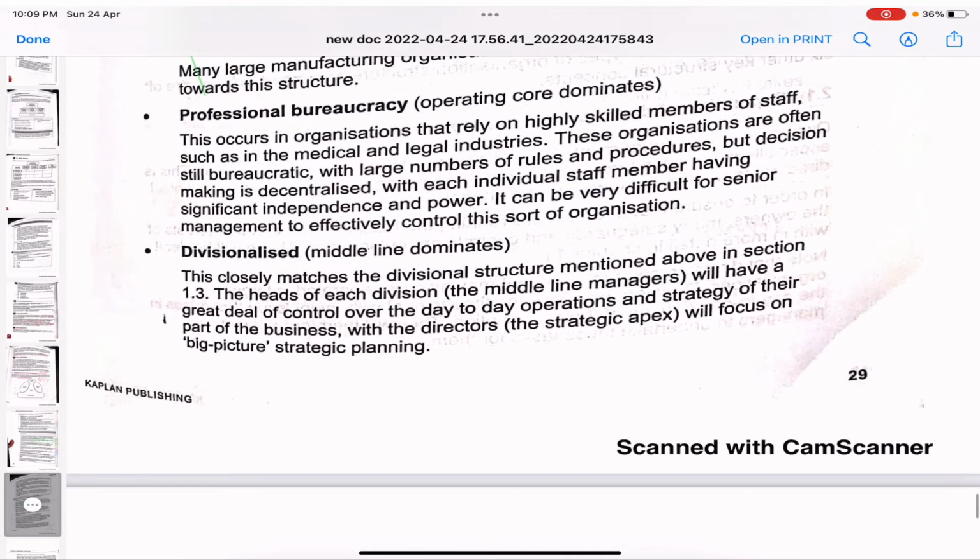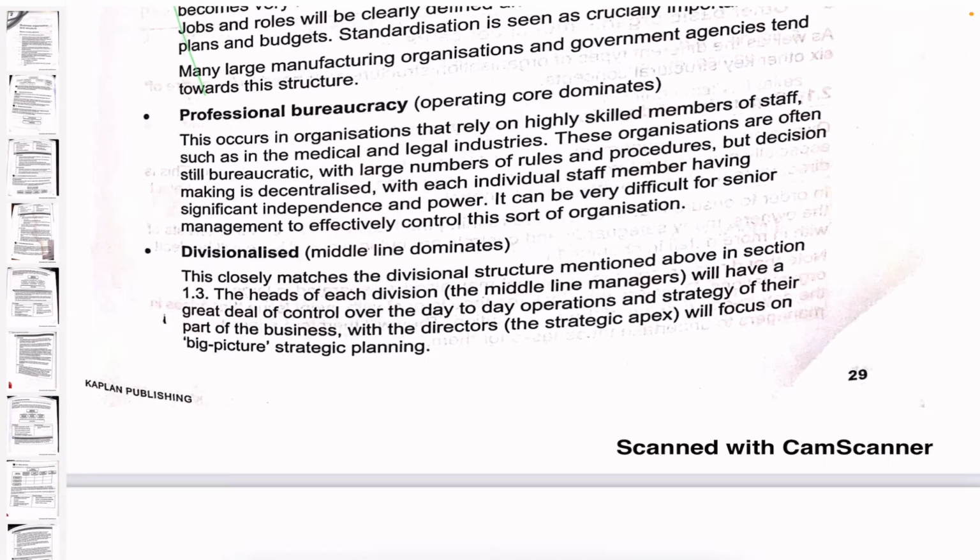Now we come to professional bureaucracy. So we know profession means the people who are involved in the production of the product. Professional bureaucracy is where the operating core dominates. I hope there's no confusion in this. This occurs in organizations that rely on highly skilled members of staff, such as medical and legal industries. These organizations are often still bureaucratic with a large number of rules and procedures, but decision making is decentralized, with each individual staff member having significant independence and power. It can be very difficult for senior management to effectively control this sort of organization.